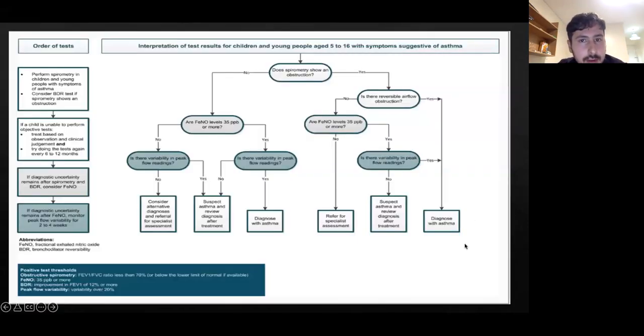Another nice pathway is for children between 5 to 16. First step is doing spirometry. Is there an obstruction? Yes. Is it reversible? Yes. They have asthma. If it's not reversible or spirometry doesn't show an obstruction, go on to FeNO testing, because there is diagnostic uncertainty. And if FeNO shows more than 35 parts per billion and there's variability in peak flow readings, you can diagnose them with asthma. If spirometry doesn't show obstruction, FeNO is negative, and there's no variability, it's extremely unlikely to be asthma, so consider alternative diagnoses.